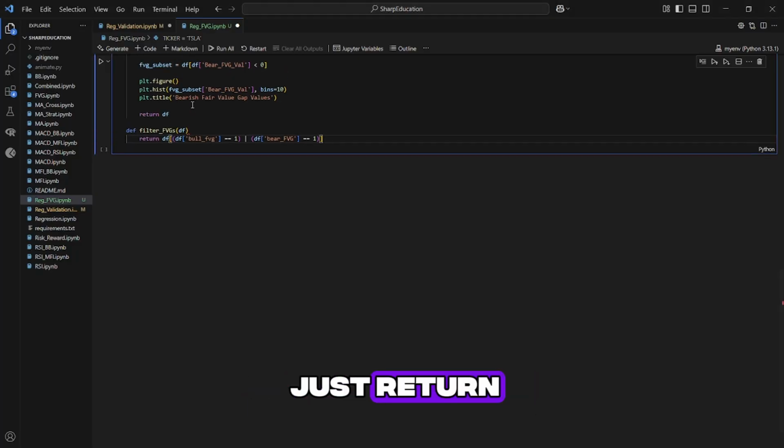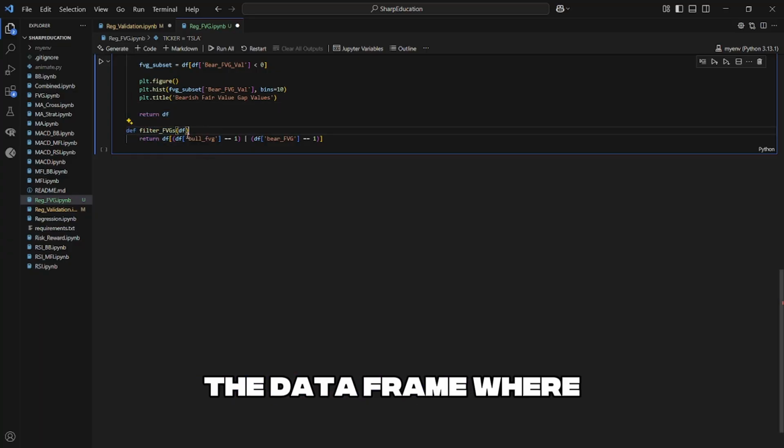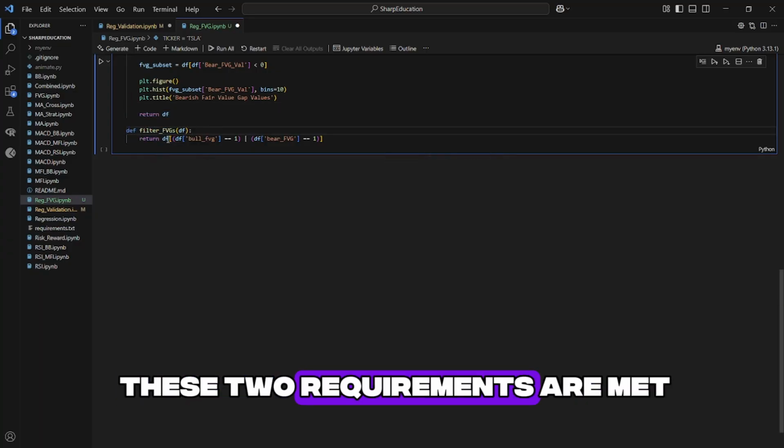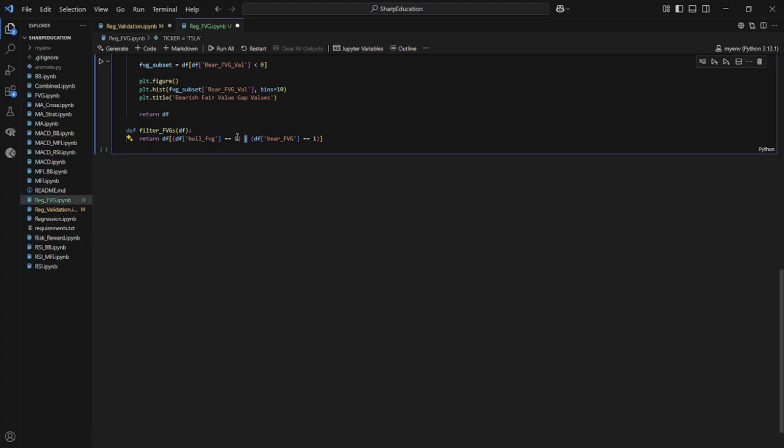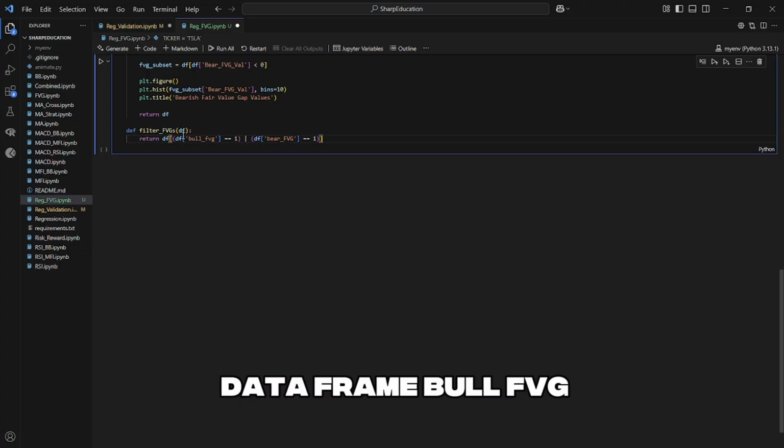And that will just return the data frame where these two requirements are met. So we're indexing both. This is like "and", put very simply, this just means and. Data frame bool FVG and bare FVG. And then I think this is in all caps.